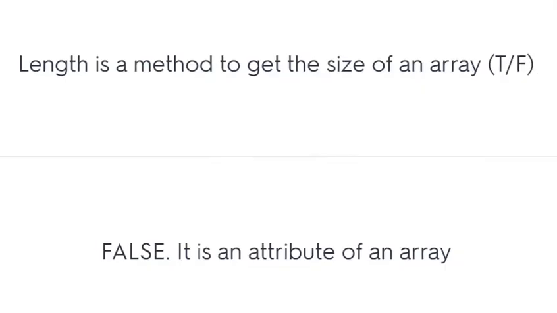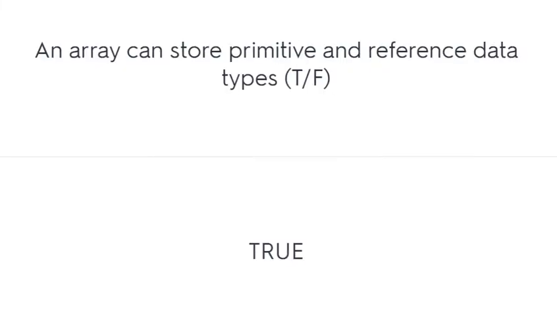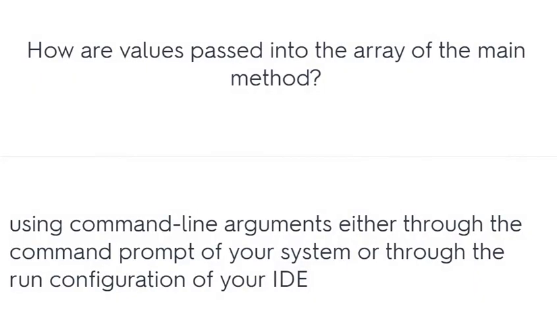Length is a method to get the size of an array. False. It is an attribute of an array. An array can store primitive and reference data types. True. How are values passed into the array of the main method? Using command line arguments either through the command prompt of your system or through the run configuration of your IDE.